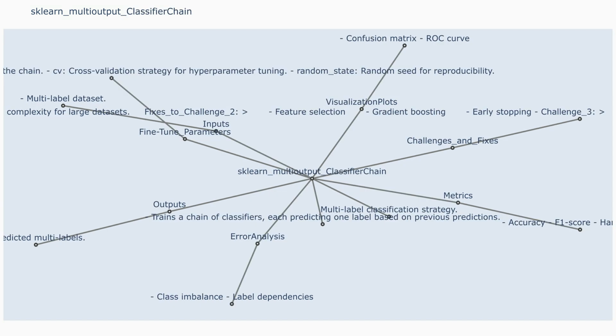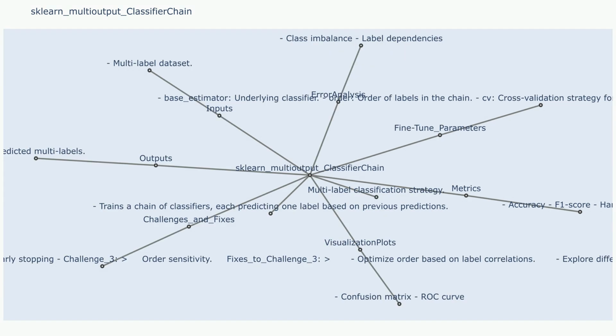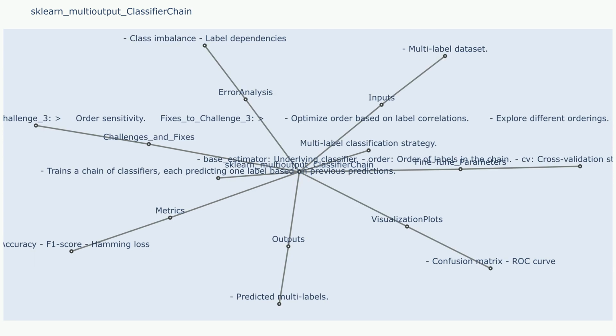sklearn multi-output classifier chain. Input 1. Explain in detail. Classifier chain accepts a multi-output estimator, like a multi-label classifier, and an ordering of the outputs. It chains together individual classifiers, each one learning to predict a single output label. The outputs from previous steps are used as additional input features for subsequent steps.